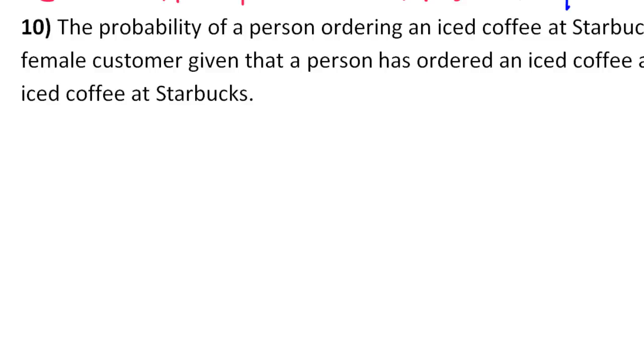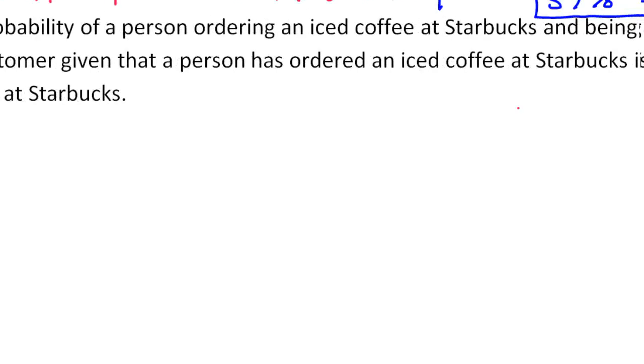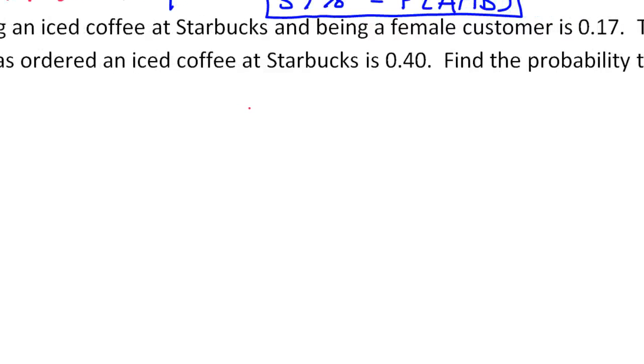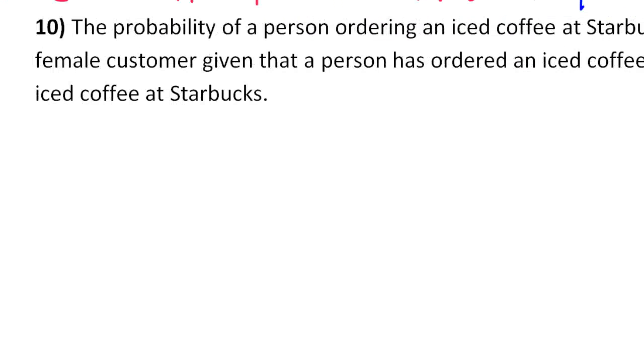Last problem. The probability of a person ordering an iced coffee at Starbucks and being a female customer is 0.17. Iced coffee and female. So let's write this down. That's a lot of F's.